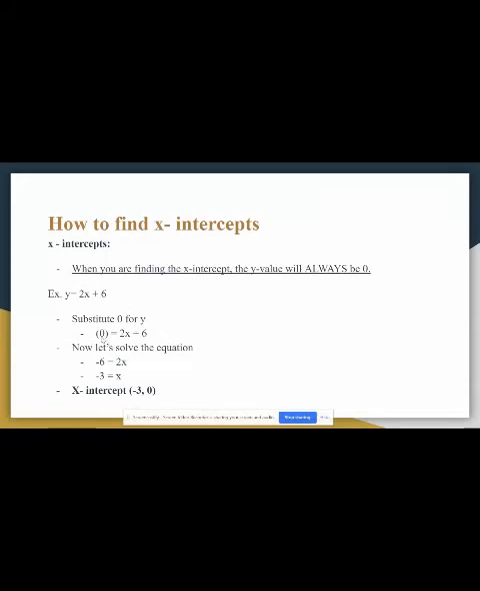Doing so, we get 0 is equal to 2x plus 6. Now let's solve the equation like we normally do. Bring the 6 over to the other side. Negative 6 is equal to 2x. Now let's divide by 2. Negative 3 is equal to x. Therefore, our x-intercept is negative 3, 0.